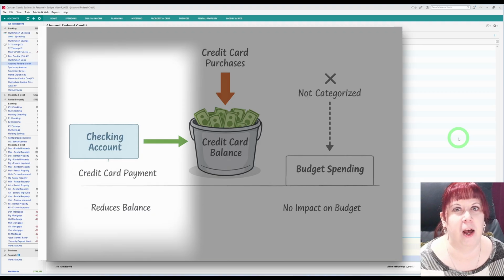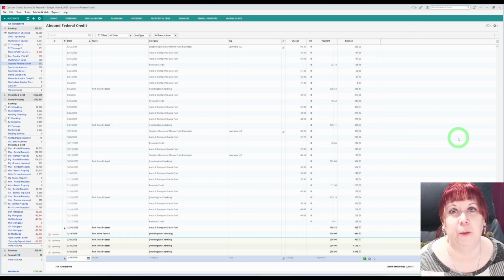This is the moment where a lot of people try to fix the budget by budgeting the payment itself, but that's not fixing the problem. It's just pointing the budget at the wrong transaction. So what's actually missing isn't the payment. What's missing is properly categorized spending at the purchase level. Once you see it this way, the behavior makes sense. The budget isn't ignoring your money, it's waiting for spending to be categorized so it knows what to count.